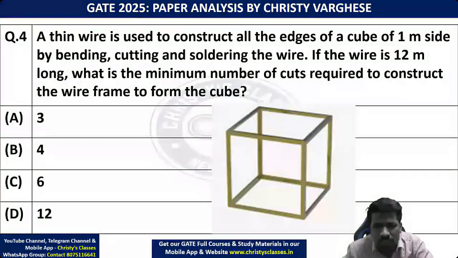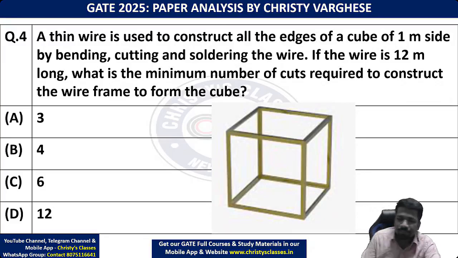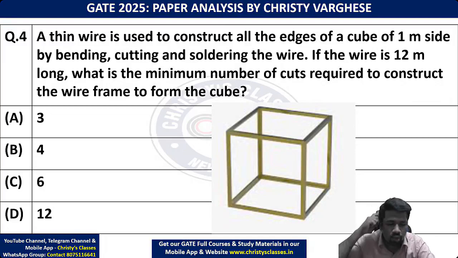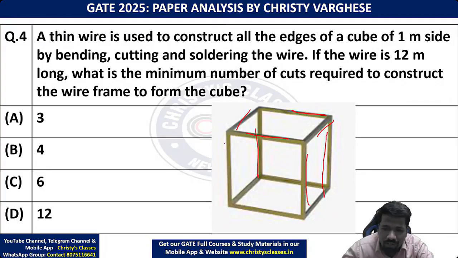Okay, look at this. Any answers? Just a minute. Okay, Kartika Jain got an answer. A thin wire is used to construct all the edges of a cube of 1 meter side by bending. So cube का कितना edges है? 12 edges है. That you should know. Look at this. 1, 2, 3, 4, 5, 6, 7, 8, 9, 10, 11, 12. So 12 edges are there.